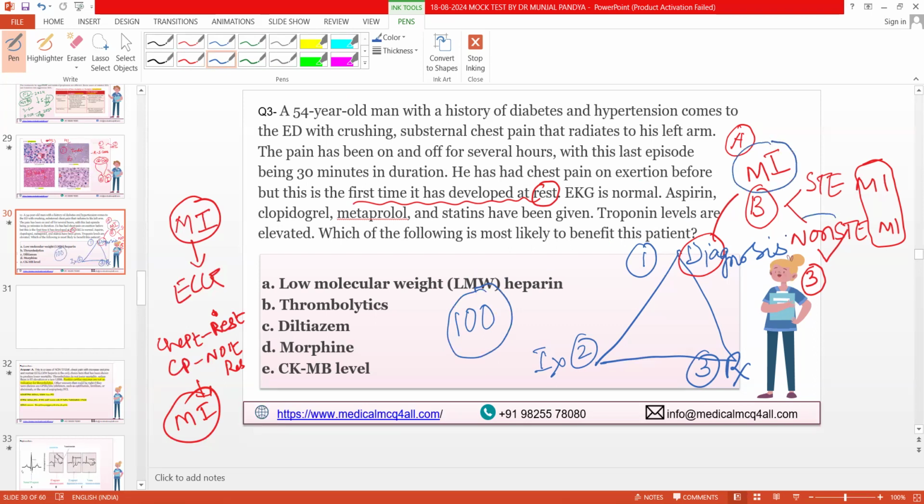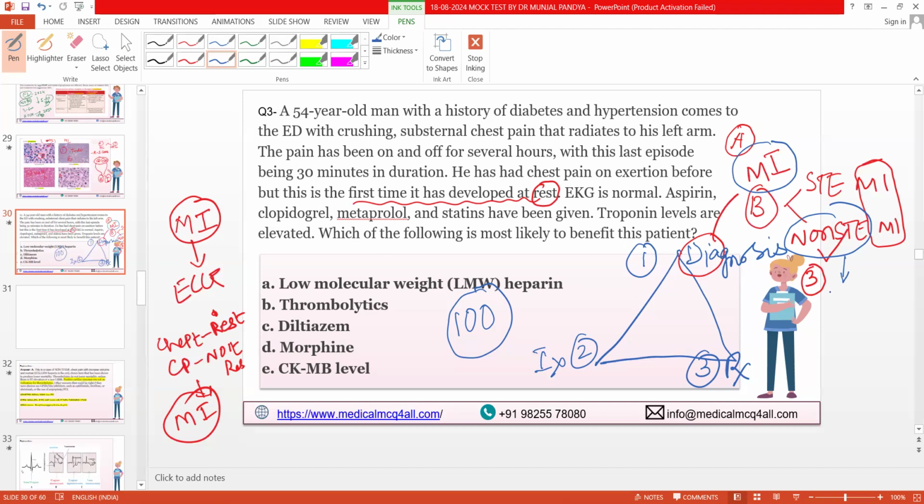By your sense, it is a non-STEMI, right? So now you are guiding me why it is non-STEMI. What's the understanding in your mind for non-STEMI? If I see the ECG, can I say STEMI or non-STEMI, yes or no? If I see any CT, can I get the idea, sir, this is STEMI, this is non-STEMI, yes or no? Yes, in ECG we can.